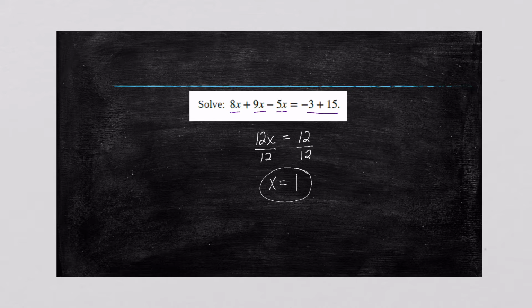So again, to check your work, you would do 8 times 1 plus 9 times 1 minus 5 times 1, and does that equal negative 3 plus 15? So 8 times 1 is 8, 9 times 1 is 9, minus 5 times 1 is 5. Does that equal negative 3 plus 15 is 12? 8 plus 9 is 17. 17 minus 5 is 12. My pen isn't writing. There we go. 12 equals 12. So I know that x equals 1 is my solution.